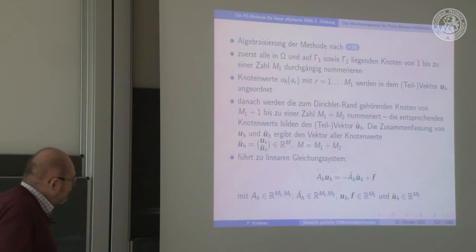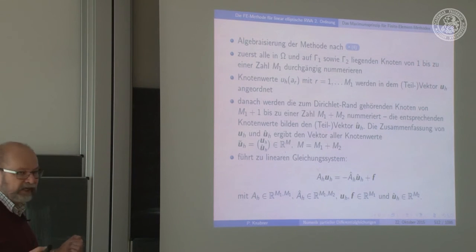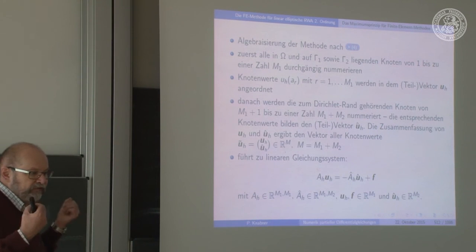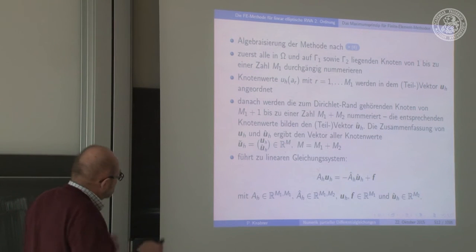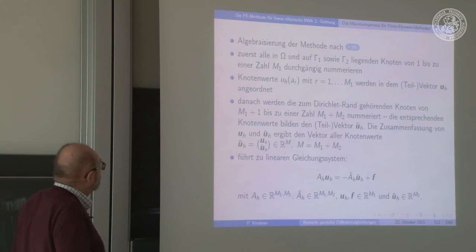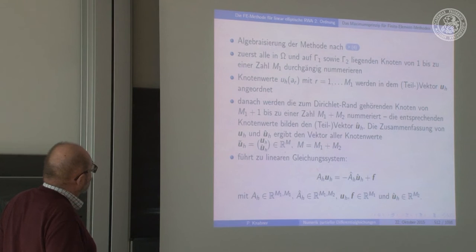Okay, so first we write everything again in this algebraic structure, so that we really have the matrices we have to analyze. This is now exactly as we did it in the finite difference situation. So first we count all the nodes which are in omega, which are on the boundaries which are not Dirichlet boundaries, so we come up to M1.